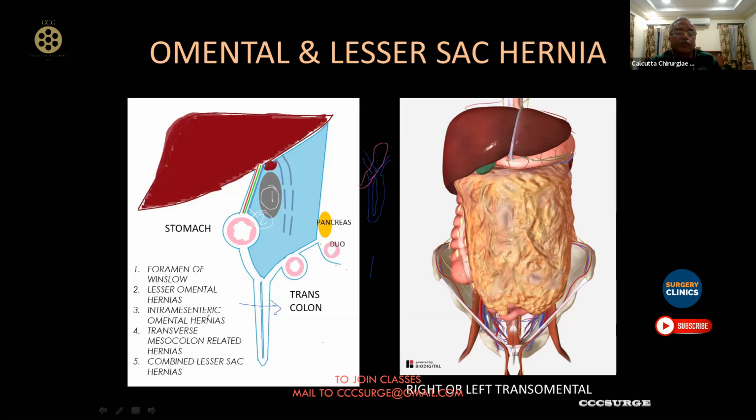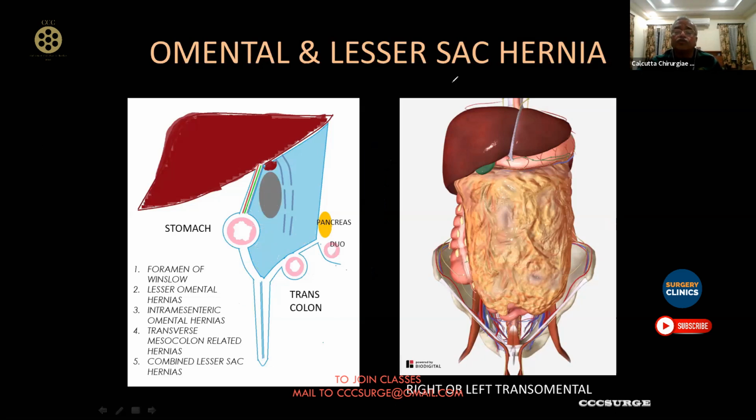Okay, so intramesenteric omental hernias. Sorry, number two was lesser omentum. Number three is an intramesenteric omental hernia. Number four is a transverse mesocolon hernia. So one, foramen of Winslow; two, lesser omentum; three, an intramesenteric omental hernia; and number four, a transverse mesocolon related hernia. So there are four types of lesser sac hernias, and the fifth is a combination hernia.